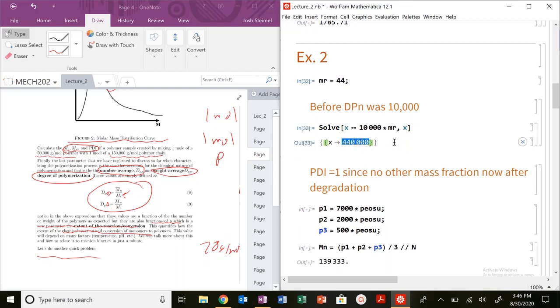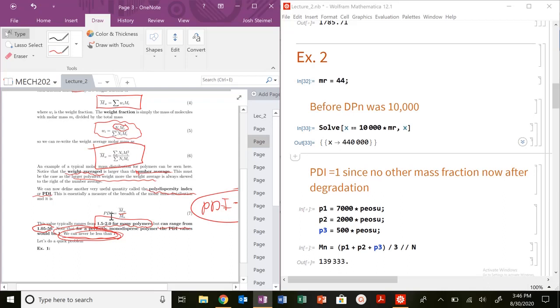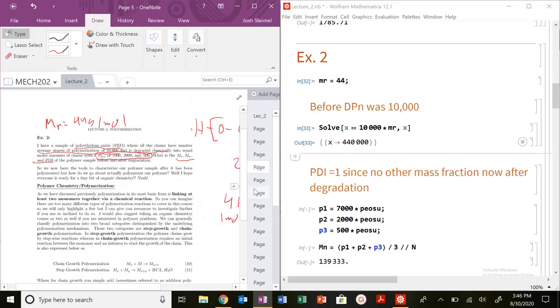What about M sub W? The exact same thing, right? Why? Because we know that PDI, from the previous section, is M sub W over M sub N. If PDI is 1, then M sub W must equal M sub N. So that first question was pretty straightforward, hopefully. Again, go back through that slowly and convince yourself.